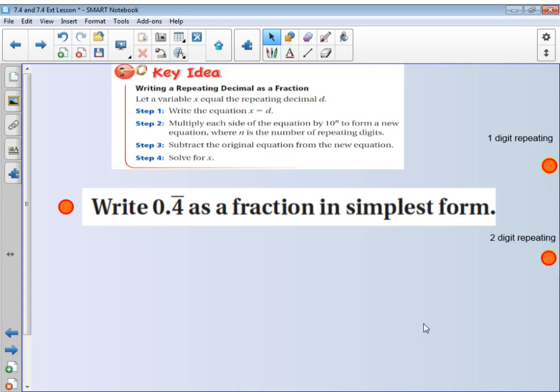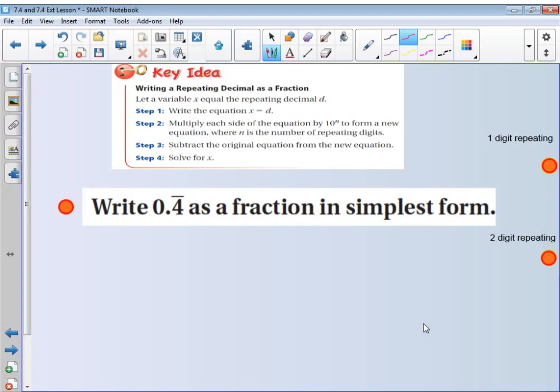It says multiply each side of the equation by 10 to the nth power to form the new equation, where n is the number of repeating decimals that there are. So in this part of our video, we're just going to be working with one number that's repeating. So it'll always be 10 to the 1, or just 10. And then subtract the original equation from the new equation and then solve for x. And we will be writing our answers out as fractions because that's what they want us to do. So if we can change it to a mixed number, we will.